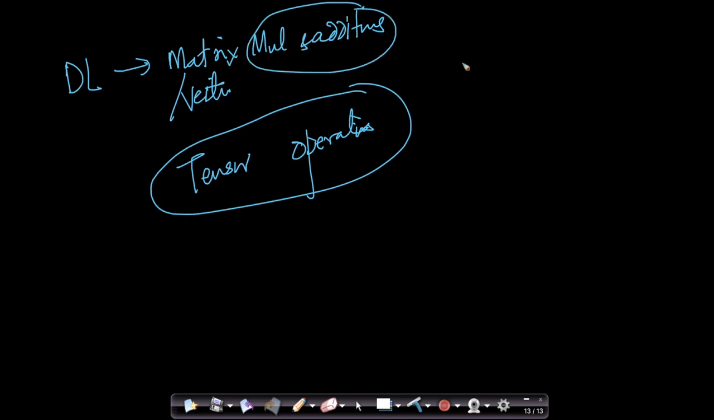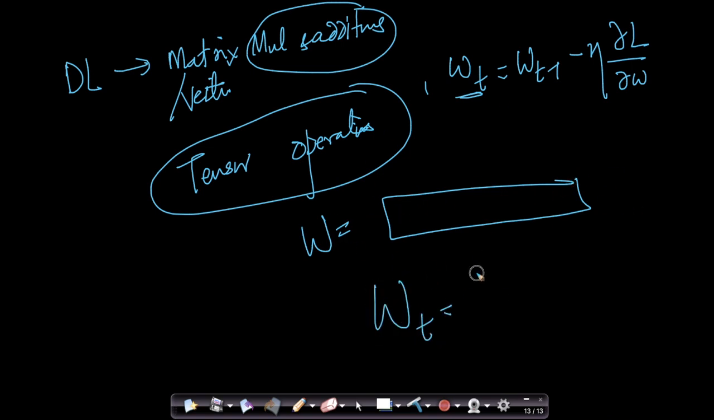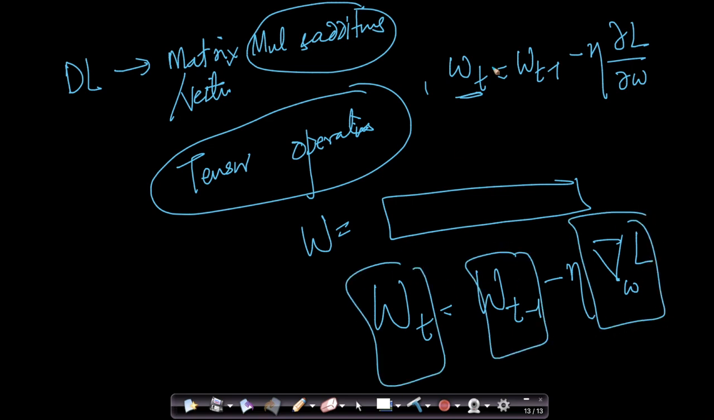That's what it is. Look at an update, right? You have W at time t is W at t minus 1 minus eta times the derivative with respect to W. Now, instead of one W, if I write this as a vector of W's, if my capital W is a vector of all the weights that I have, I can write capital W at time t as capital W at time t minus 1 minus eta times the derivative of L with respect to my vector. So this is vector operations. This is a vector, this is a vector, this is a vector. So instead of doing operations on single weights, I can perform operations on the whole vector of weights or matrix of weights, isn't it?